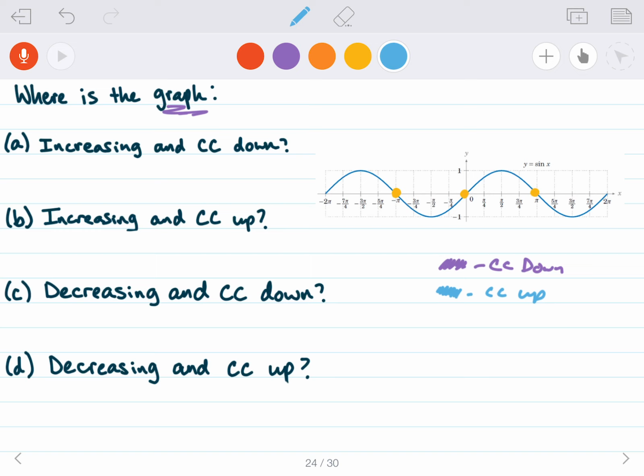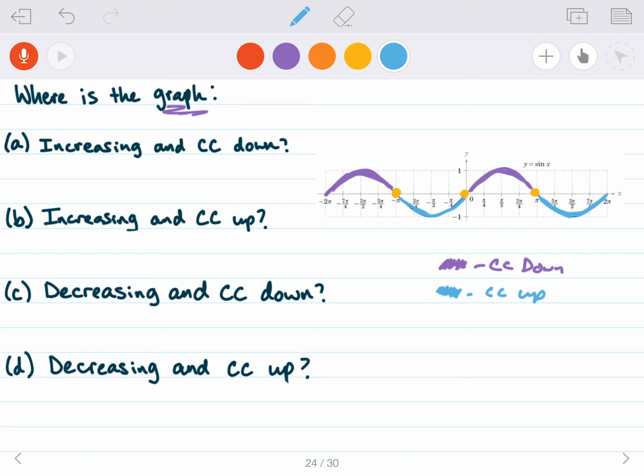Okay, so in purple we have this guy, concave down. All right, and this guy. And then in blue, we have concave up right here. Concave up. And I don't have any arrows at the end, so I'm just going to assume that this is going to end there. All right. So where is it increasing and concave down is our first question.